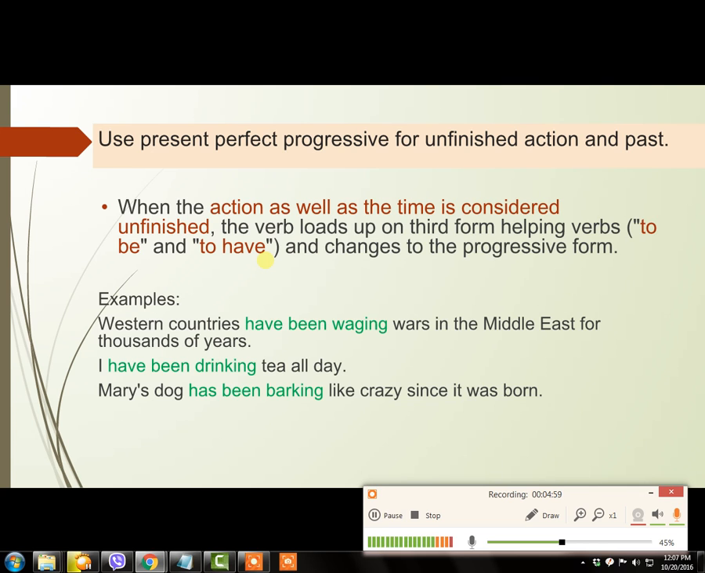Okay, for the second example we have, I have been drinking tea all day. So that means he is not yet done with drinking. Mary's dog has been barking like crazy since it was born. So it has been barking since it was born up until today and maybe in the future.